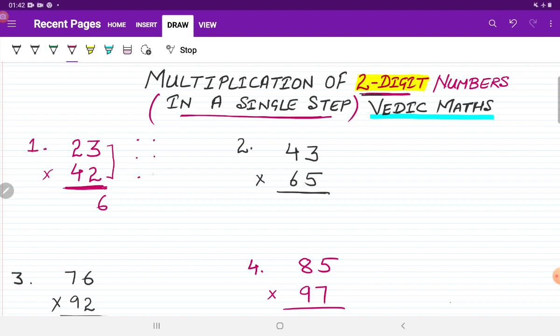First we multiply the unit place. Then secondly, we multiply diagonally. 2 twos are 4, 4 threes are 12. Then 4 plus 12 is 16. So we'll write 6 here and carry 1 forward. And 4 twos are 8, 8 plus 1 is 9. So your answer is 966. So easy. In a single step you can write your answer so fast.